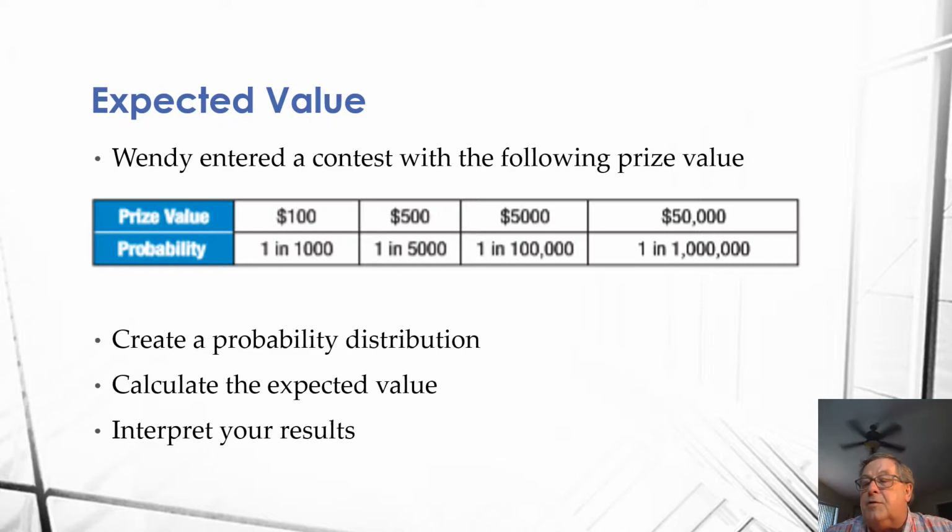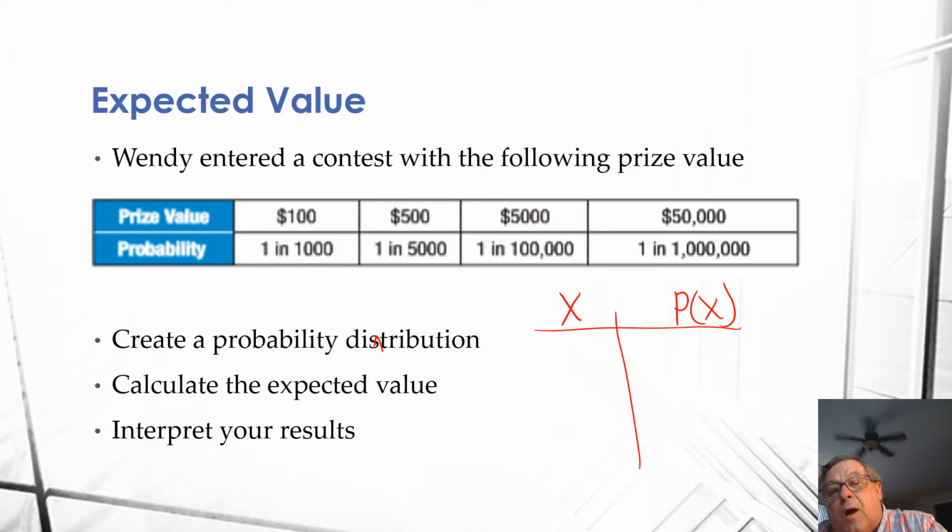Now, we're asked to create a probability distribution as well as calculate the expected value and then interpret the results. I'm going to do that on the calculator, except I'm going to first do the probability distribution by hand, since there's not a lot of data here. So let's get two columns, X and P of X.